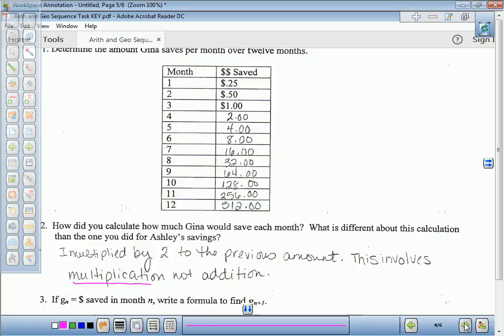Now, if I did the difference here, I don't get the same thing. But if I do the ratio, I do. If I took this number and divided it by the one before it, I get 2. And every time I take a number and divide by the one before it, I get 2. So this is why we call it a ratio, because it looks like a ratio.